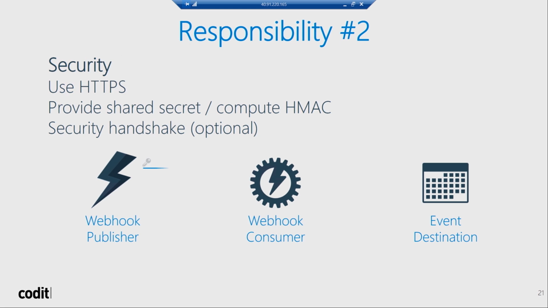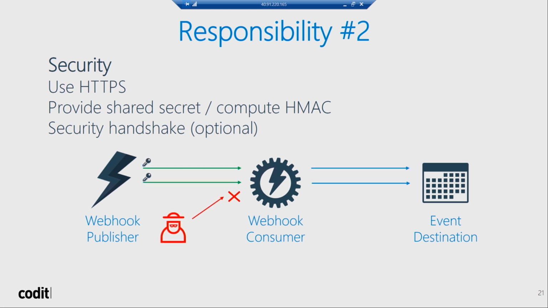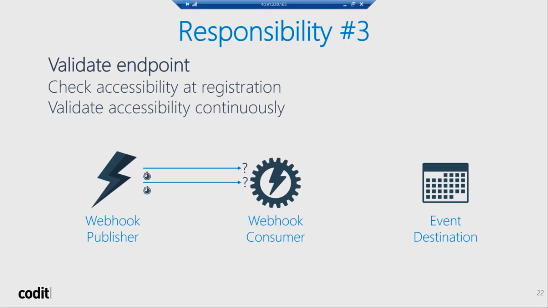Another responsibility is security, of course. HTTPS, needless to say, but still, we see a lot of HTTP implementations. Give that option like GitHub does, and calculate a hash-based message authentication code. So you give more security options to your webhook consumer. The validation of the endpoint is also quite important. If somebody registers, at the registration time, it's maybe good to see if you can access the webhook. If not, you can give some error details so the client can actually solve the issue.